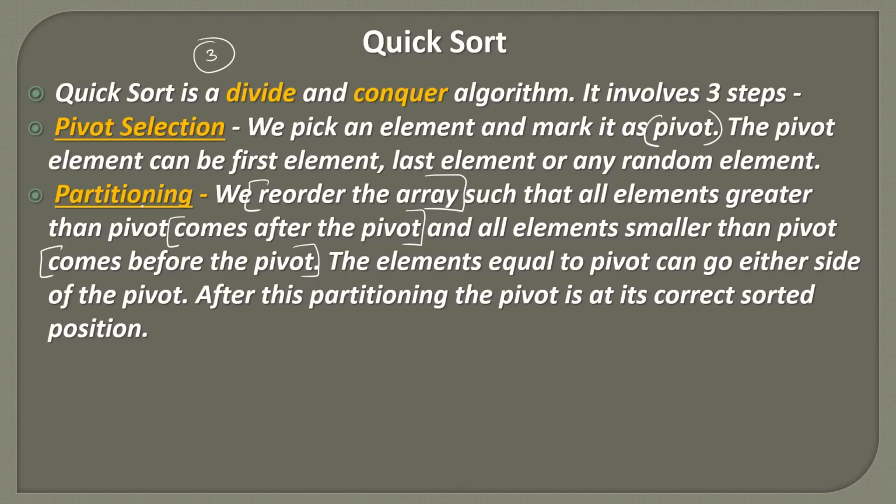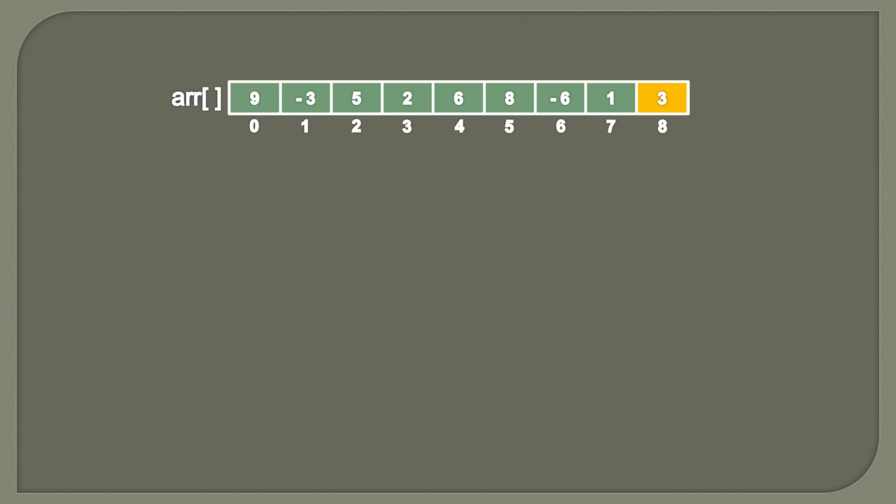Why we are doing this partitioning is the important step. After we perform the partitioning, the pivot is actually at its correct sorted position. What it means is, let's say 3 is the pivot and these are the remaining elements. All the elements greater than the pivot should come after the pivot, and all the elements smaller than the pivot should come before it. So here 3 is the pivot.